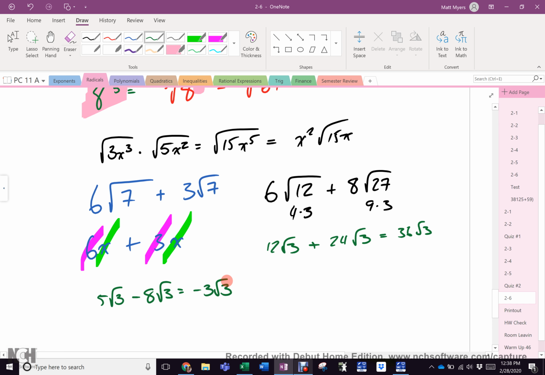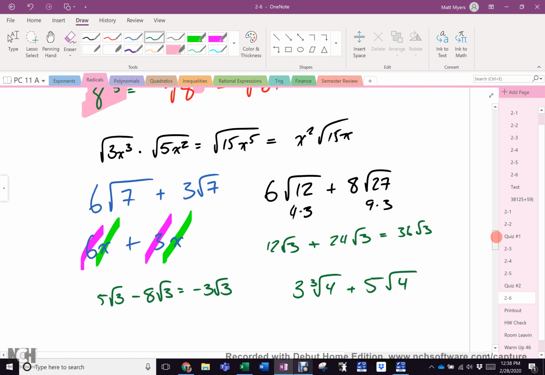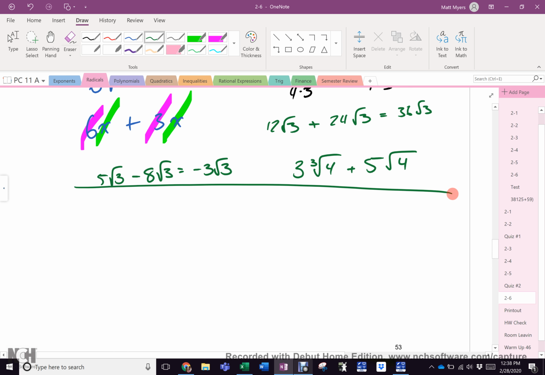Can everybody add and subtract? Yeah? Okay. What about this? 3 cube root 4 plus 5 root 4. Can we add those? Why not? Different indexes. Different indices. Well done. Okay. The plural of index is indices.